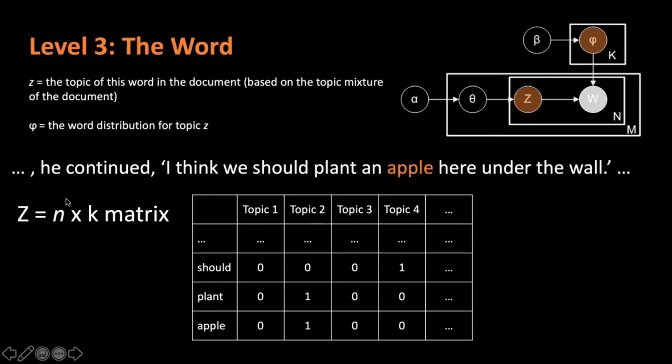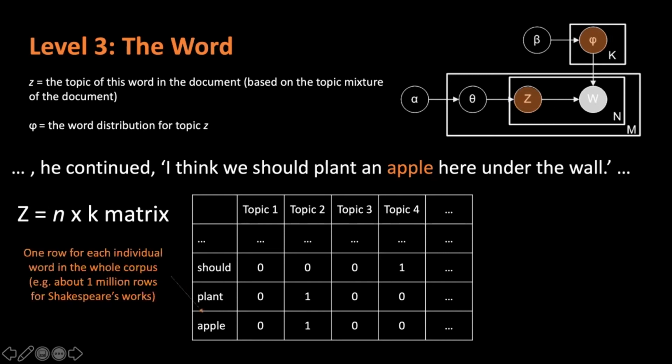So when I say Z here, you see it's an N by K matrix. It's not a V for the vocabulary, but an N as in the number of individual words that appear in all the different texts. And you can imagine every single word from every single document having a row, and then being assigned to a particular topic. So you can see should has been put in, this particular should in this particular document has been assigned to topic 4. This particular plant in this particular document has been assigned to topic 2.